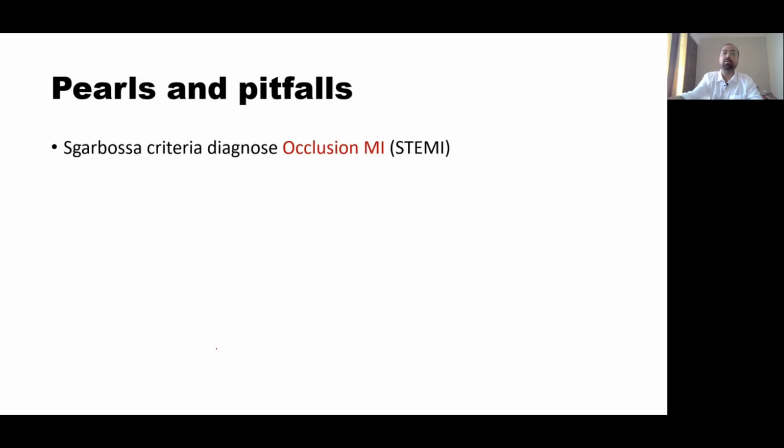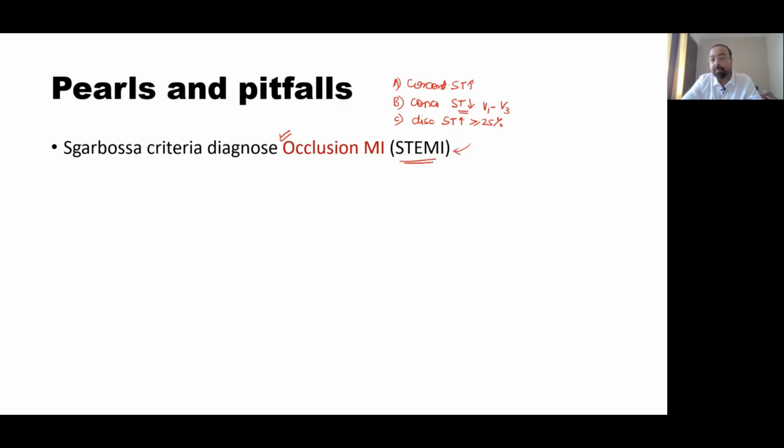So let us discuss some pearls and pitfalls, keeping the 3 Garbosa criteria in mind. One is concordant ST elevation, one is concordant ST depression in V1 to V3, and there is a discordant ST elevation of at least 25%. So these are criteria A, criteria B, and criteria C. Mind you, the Garbosa criteria are used to diagnose occlusion myocardial infarction, which means that even in the presence of an ST depression, it is equivalent to STEMI.